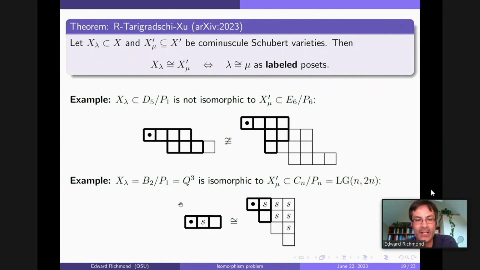Another example here is B2 mod P1. I have this short root labeled in the middle, and then I can take this small piece in the Lagrangian Grassmannian. These are the same as labeled posets, so these are isomorphic.